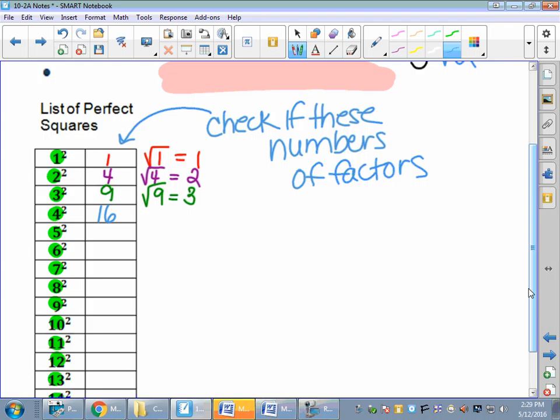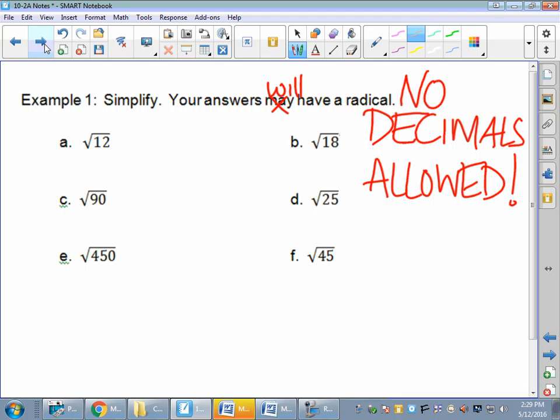Is 4 a factor of 12? Is 9 a factor of 12? Is 16 a factor of 12? Is 25 a factor of 12? Well, once you get to a number larger than the number, it doesn't work anymore anyway. So really, we're going to look for 4 and 9, and we all know that 4 times 3 is 12. So when you write this out, you're going to write 4 times 3, but both of those numbers need to be underneath a square root because we're looking for the square root of 12.